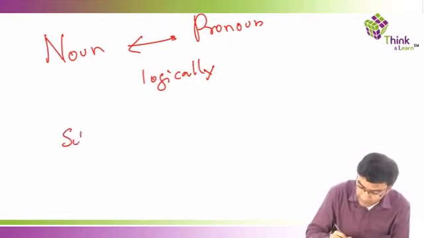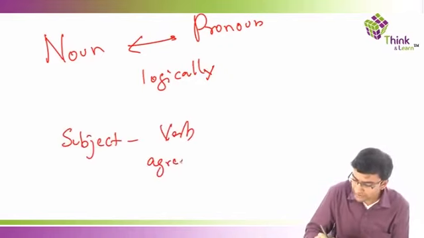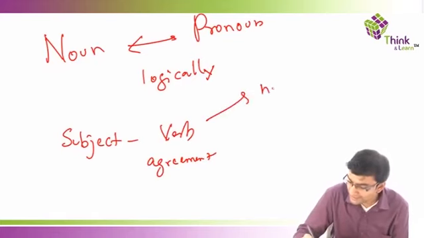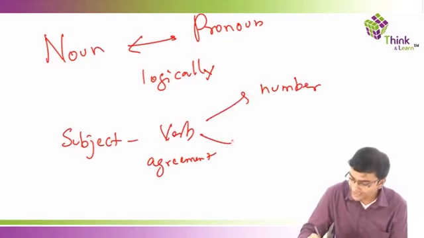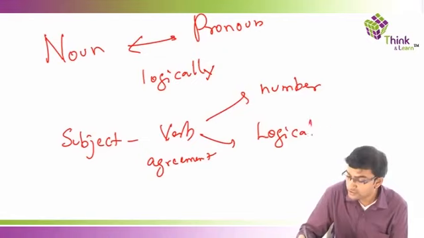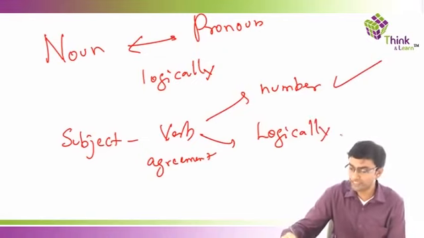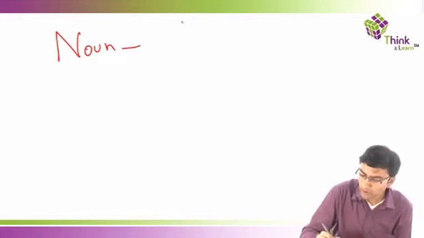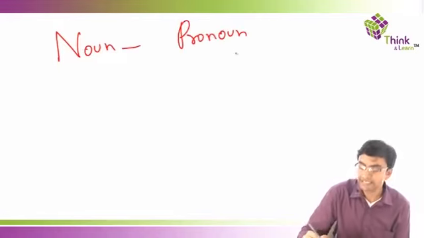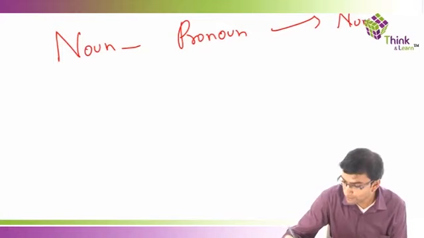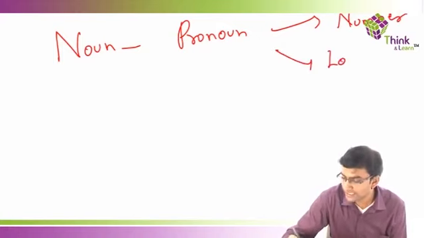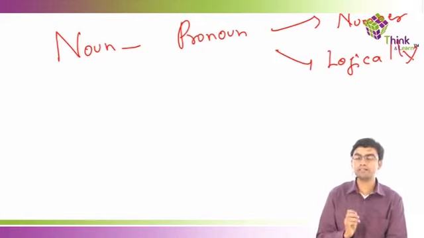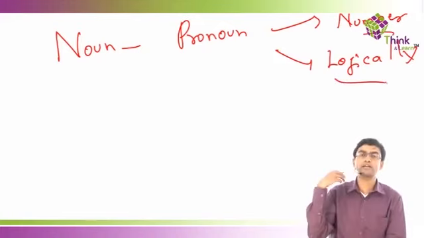So whenever you do subject verb agreement, you should check for two things. One, whether it agrees in number. That is point number one. Second, you should check whether it agrees logically or not. Number agreement is different, logical agreement is different. Similarly, when you check for noun pronoun agreement, please check whether they agree in terms of number. But the second thing you will also check is in terms of logic, whether it logically aligns or not. The noun pronoun agreement should happen in terms of number and also in terms of logic.